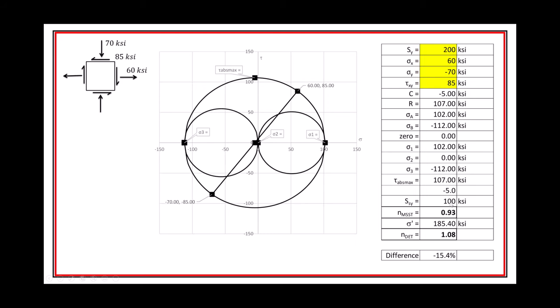But then here is the shear strength, the shear yield strength. That's just 200 divided by 2. And then we divide that by our 107, and we get 0.93, right? No more than 2 decimal places, please, for safety factors. And then here's my maximum.